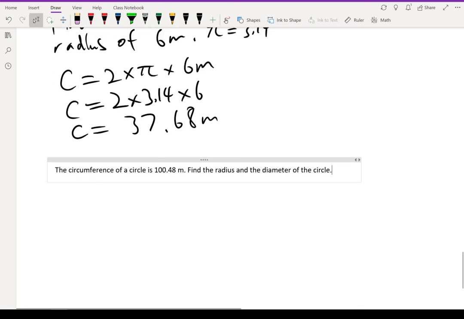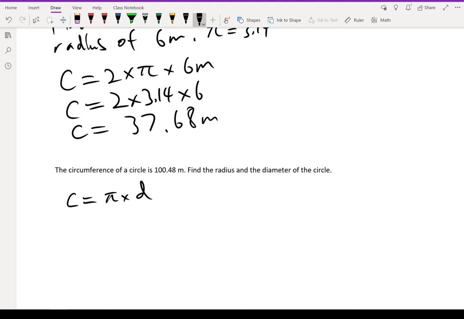Okay, so we have to plug in the circumference into our equation and find either the radius first, or we can find the diameter first. Which one do I want? This time I'll show you using the other equation, which is circumference equals pi times d, pi d. And so let's plug in our values.